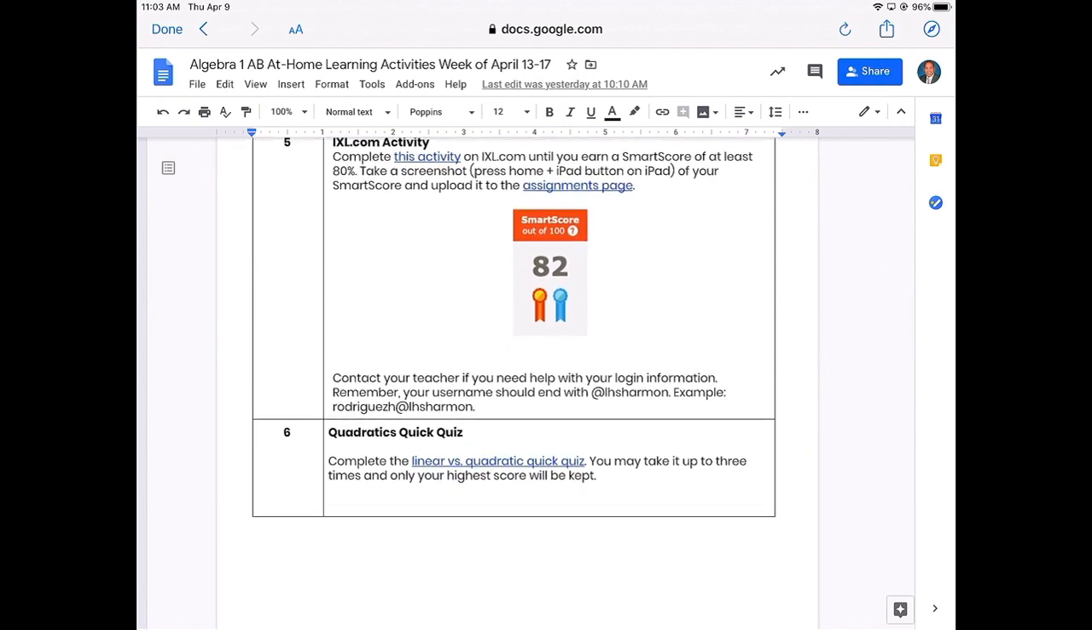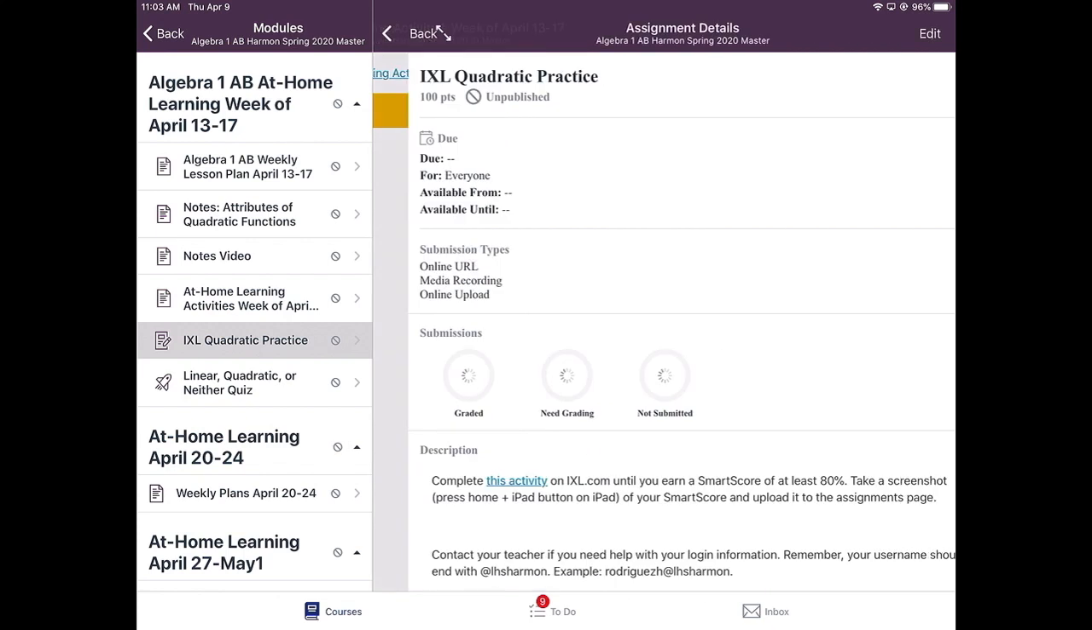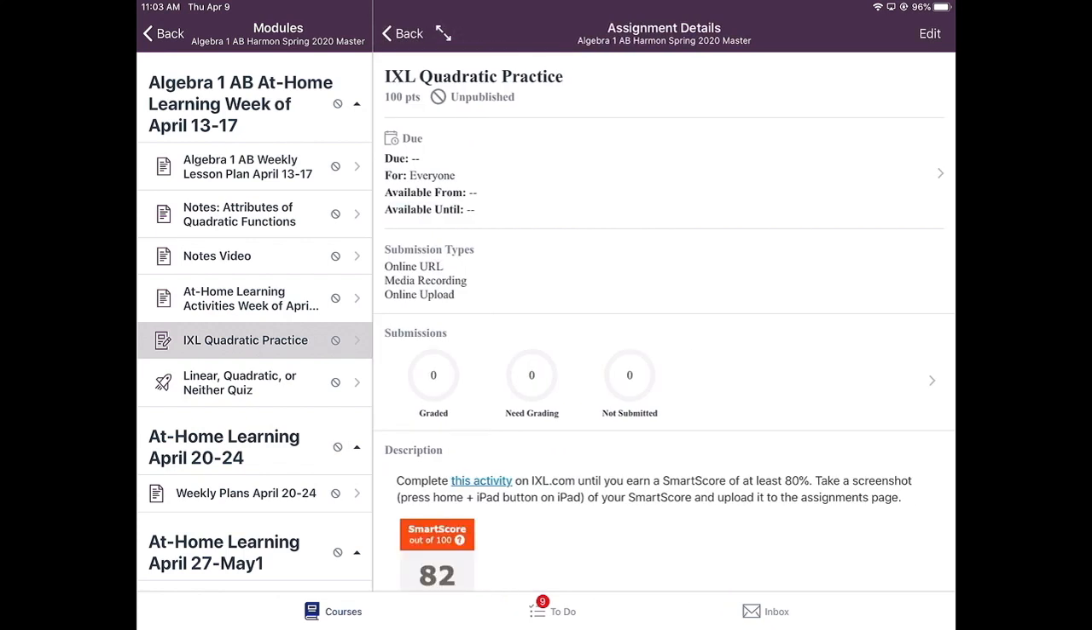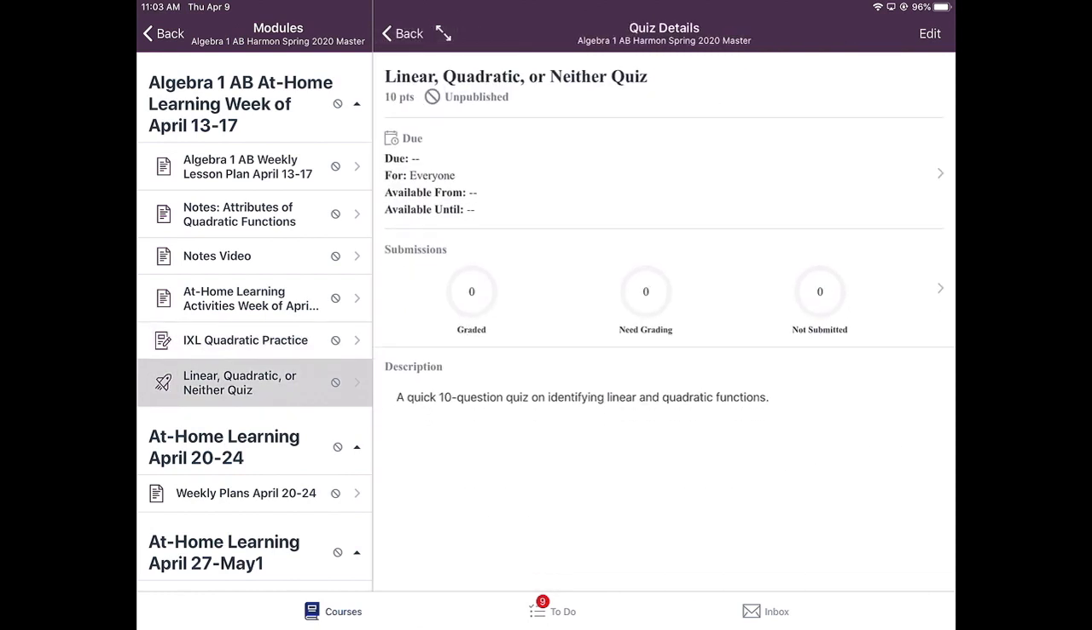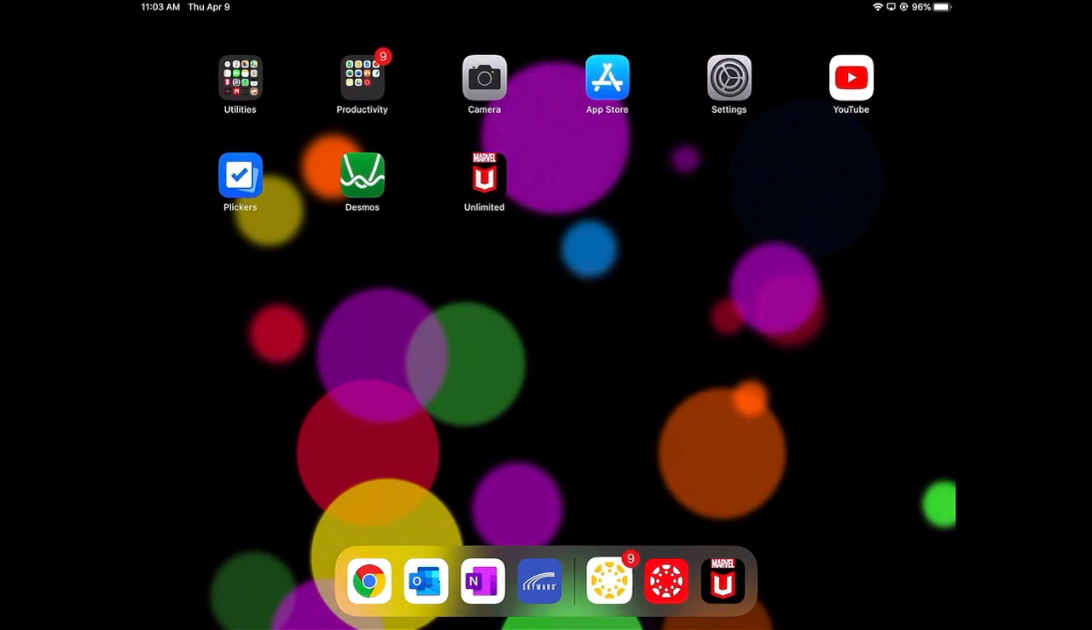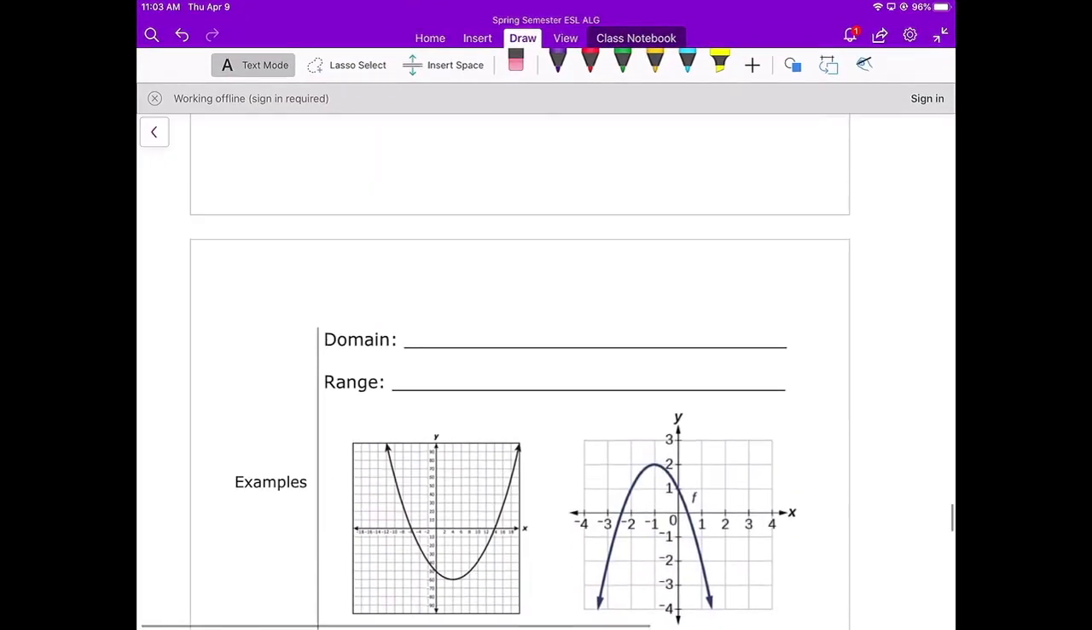And then the last thing is going to be a quick 10-question quiz, number 6 here. You'll have three attempts to take it, and only your highest score will be kept. So that's a pretty good deal. Those assignments are here on Canvas. You'll upload a screenshot of your SMART score from IXL here, and you'll take the quiz on Canvas as well, 10 questions. So let me kick over to the notes.